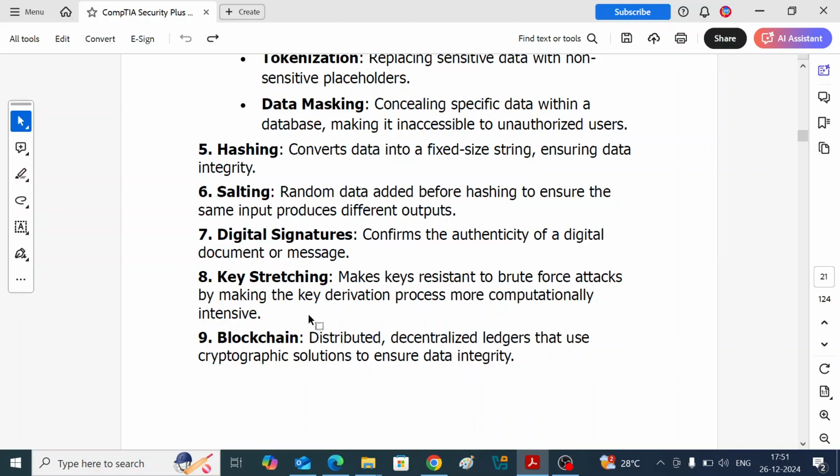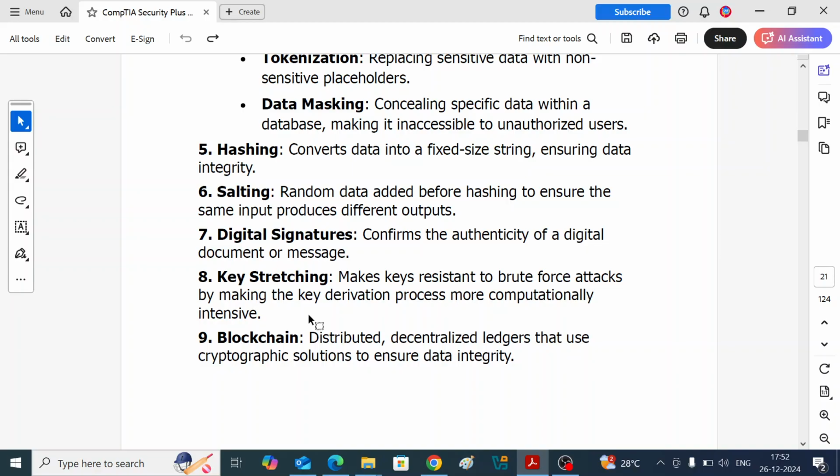A lot of people might have the same text, but salting would be only with one person, or probably with a limited set of people. So just to ensure that it doesn't produce the same output next time, the same hashing key next time, salting is the answer. I hope you understand.